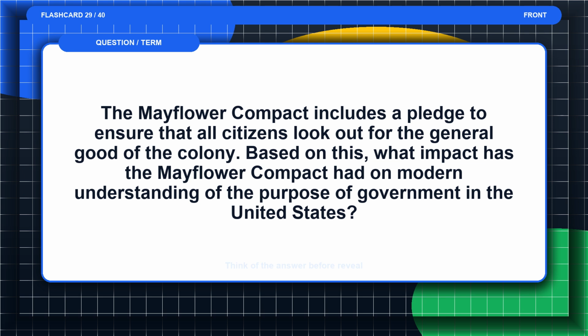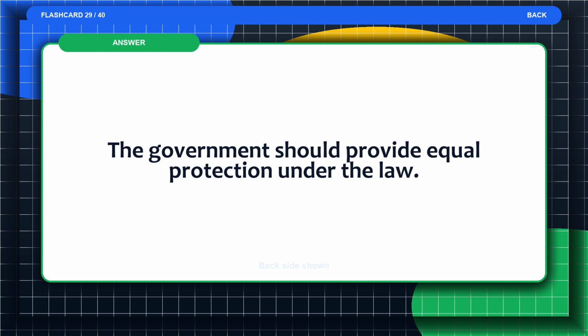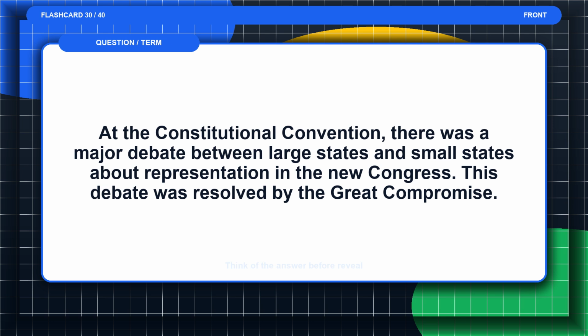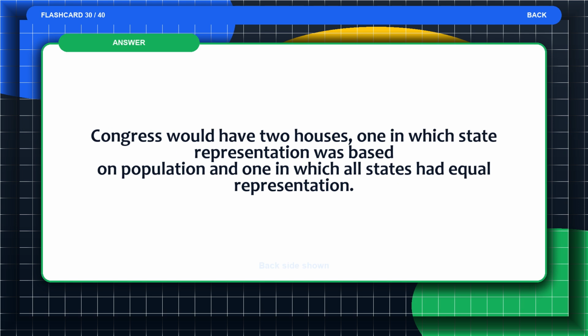Flashcard 29. The Mayflower Compact includes a pledge to ensure that all citizens look out for the general good of the colony. Based on this, what impact has the Mayflower Compact had on modern understanding of the purpose of government in the United States? Think of the answer before the reveal. The answer is: the government should provide equal protection under the law. Flashcard 30. At the Constitutional Convention, there was a major debate between large states and small states about representation in the new Congress. This debate was resolved by the Great Compromise. Think of the answer before the reveal. The answer is: Congress would have two houses, one in which state representation was based on population and one in which all states had equal representation.